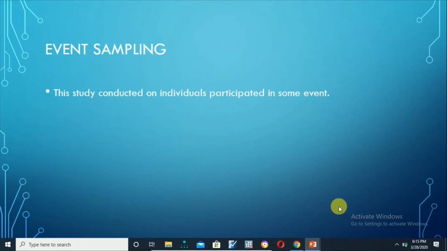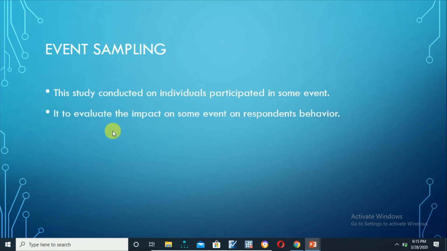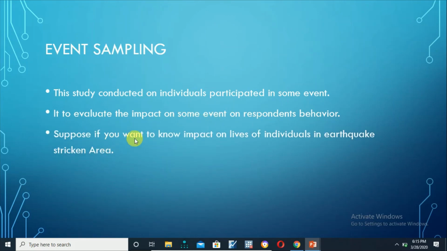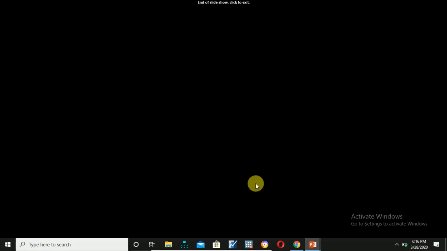Event sampling. This study is conducted on individuals who participated in some event. It is to evaluate the impact of some event on respondents' behavior. Suppose you want to know the impact on the lives of the individuals in an earthquake striking area, you will choose only those individuals.